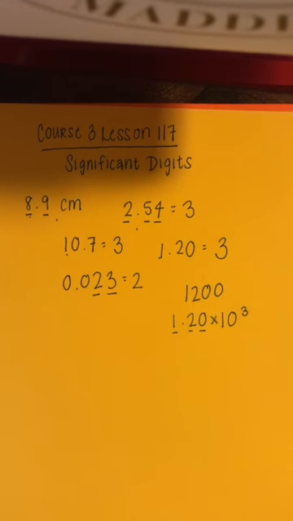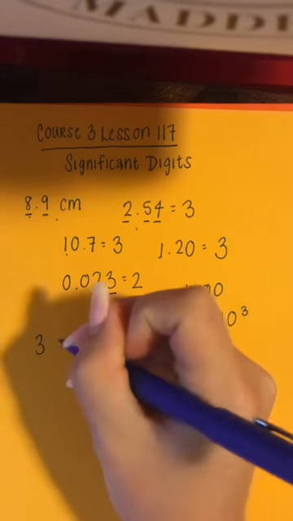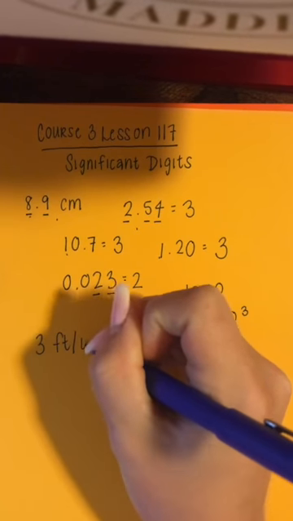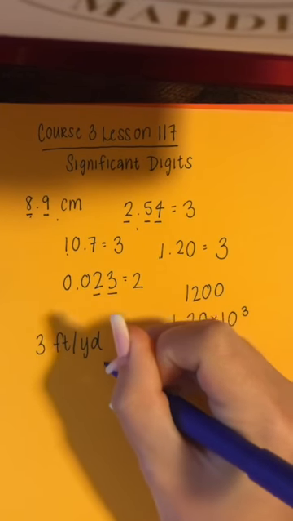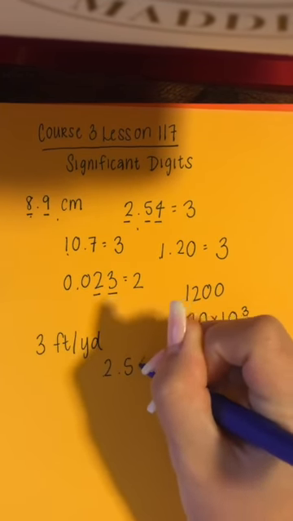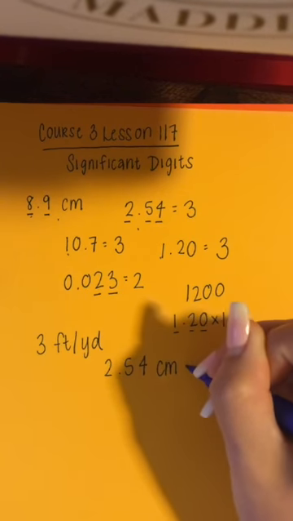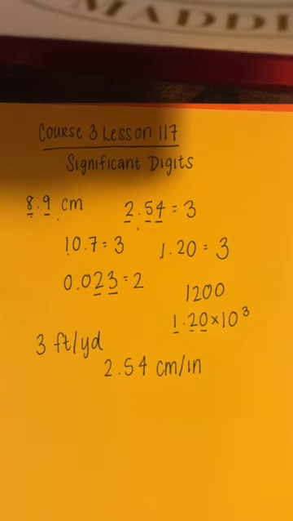The last rule is that exact numbers have an unlimited number of significant figures, so we do not count any digits when dealing with exact numbers. So exact numbers include counts and exact conversion rates like 3 feet per yard or 2.54 centimeters per inch. So for exact numbers, we will say that they are unlimited.